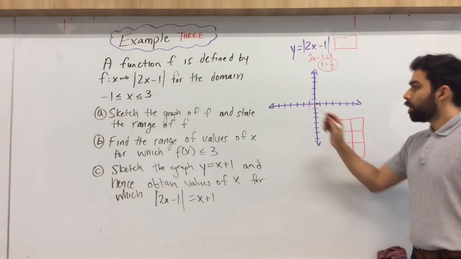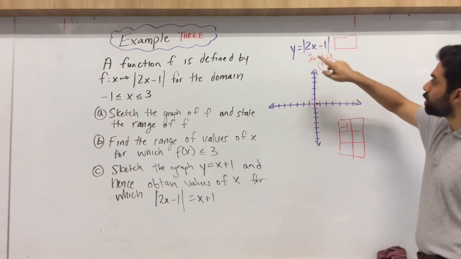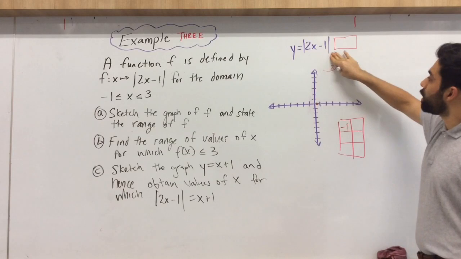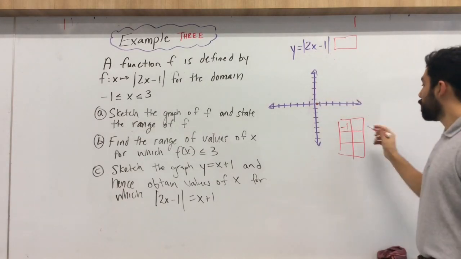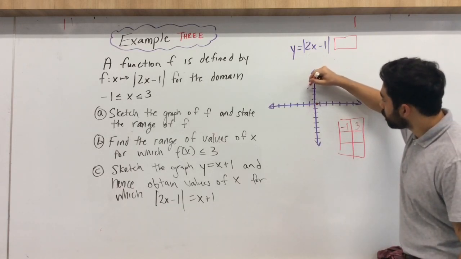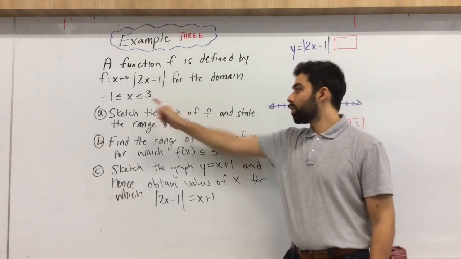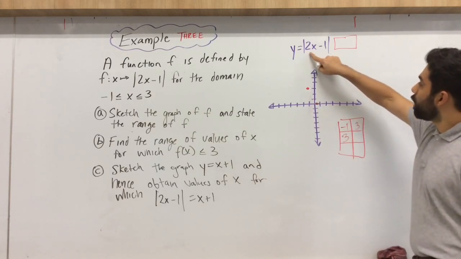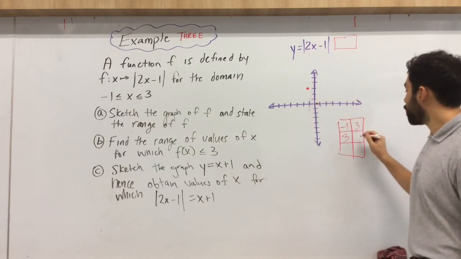Okay, so let's go ahead and put negative 1 in. When we input negative 1 into this function, 2 times negative 1 is negative 2, minus 1 is negative 3. The absolute value of negative 3 is 3. So when I input negative 1, I get 3 back. Alright, let's go ahead and plug in 3 and let's see what our y value is. Plug in 3, I get 6. 6 minus 1 is 5. The absolute value of 5 is 5.